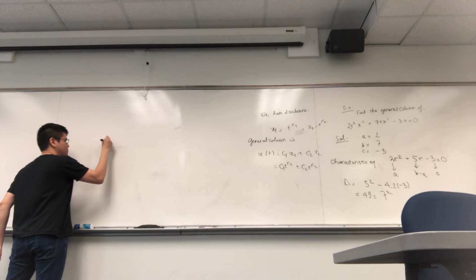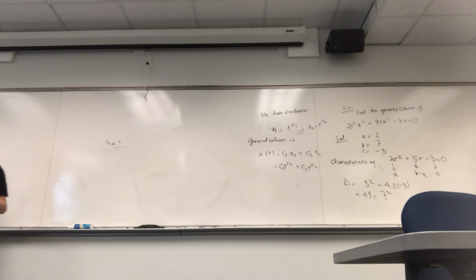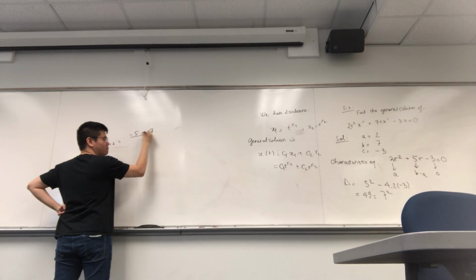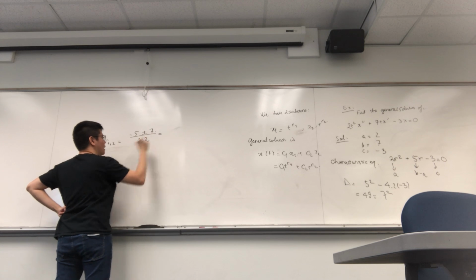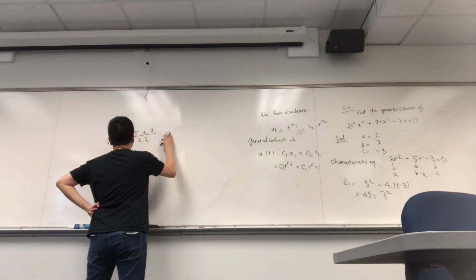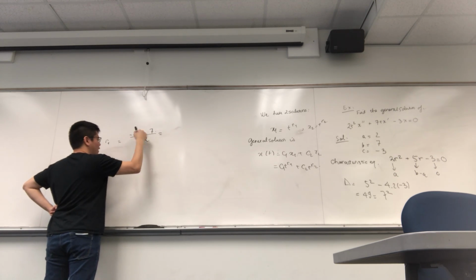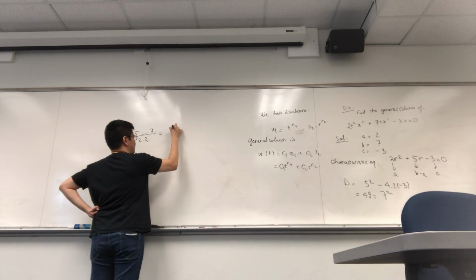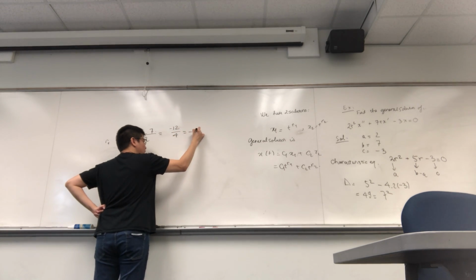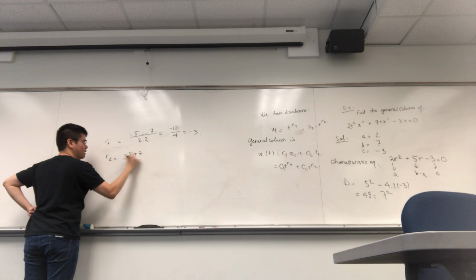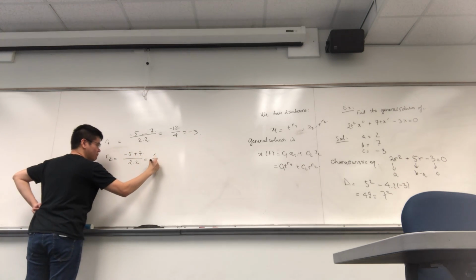And so I want to know the two roots. You have minus 5 plus or minus 7 over 2 times 2. Let me do it separately. The first one is minus 5 minus 7 over 2 times 2. This is minus 12 over 4, and this is minus 3. The second one will be minus 5 plus 7 over 2 times 2, and this is 1/2.